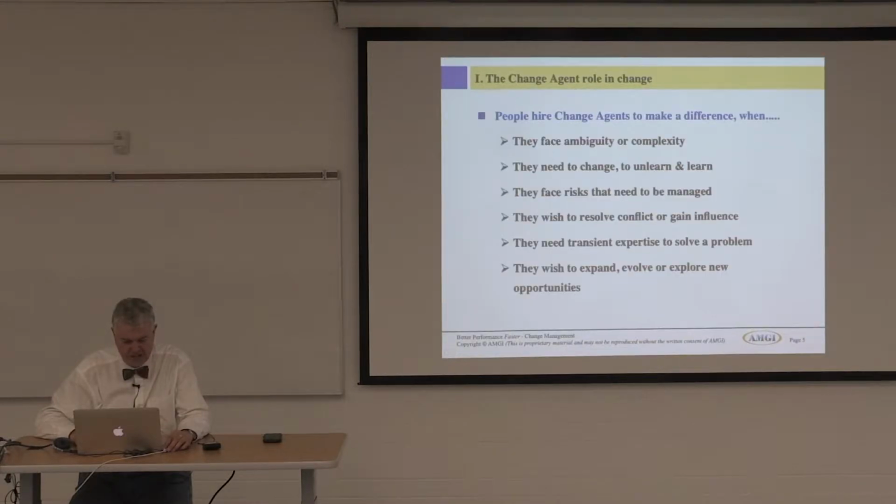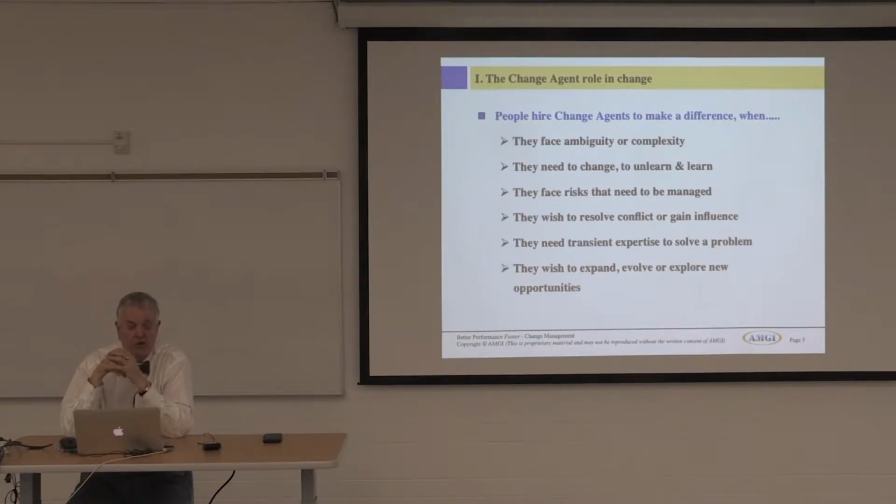What's the role of a change agent? People hire agents to make a difference. They face ambiguity or complexity. So you get 17, 18 plants, all in different locations, different geographies, different cultures, different products, but they're all part of an overall, let's say, electrical equipment company in the energy business.